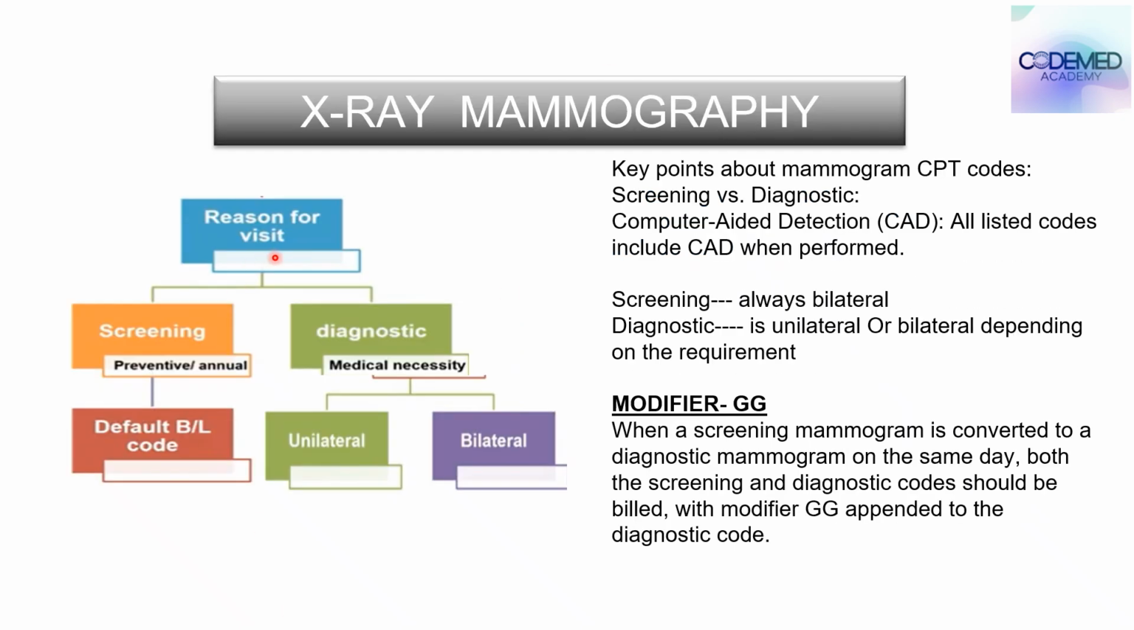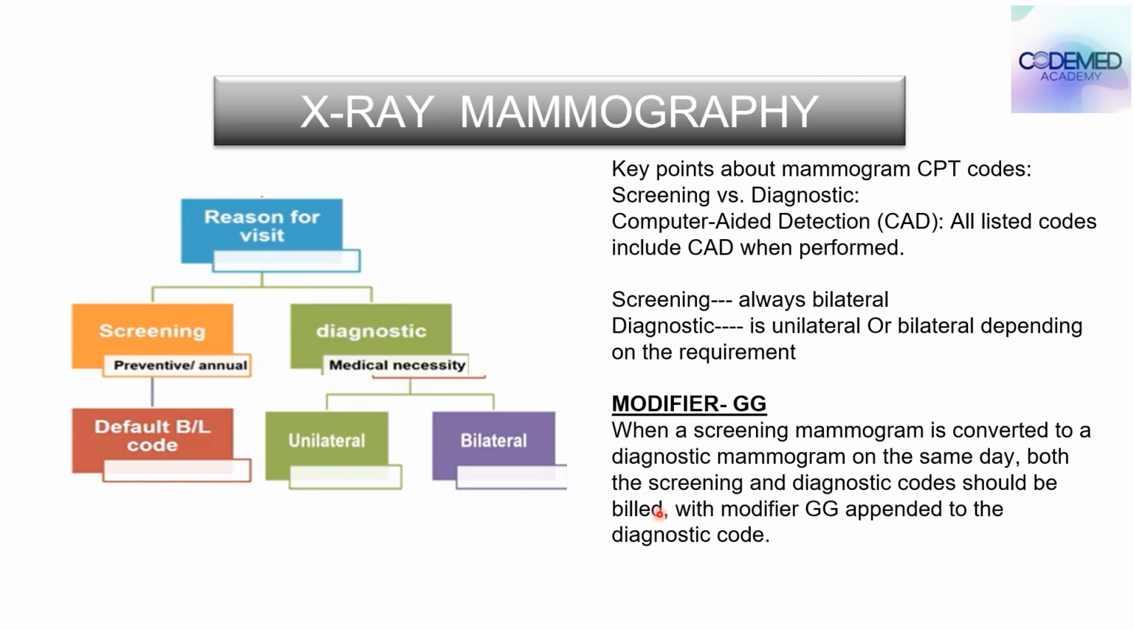Now here is where we are taking the X-ray of the breast, and here the CAD, that is computer aided detection, is included in almost all the codes. Now whenever we are talking about the X-ray mammography, it is of two types, screening and diagnostic. Remember, the screening is always bilateral while the diagnostic can be unilateral or bilateral.